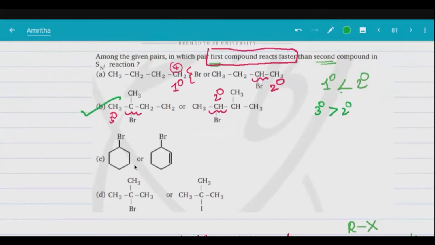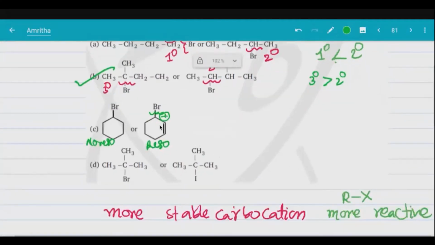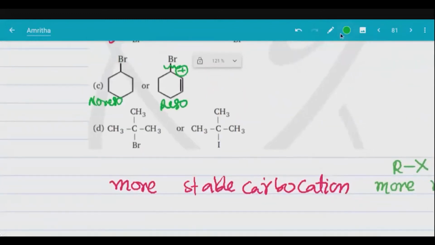But see this also. Here second is more reactive because it is resonance stabilized. Here there is no resonance. So okay, second compound is more reactive. And see this one, option D, how do we compare?